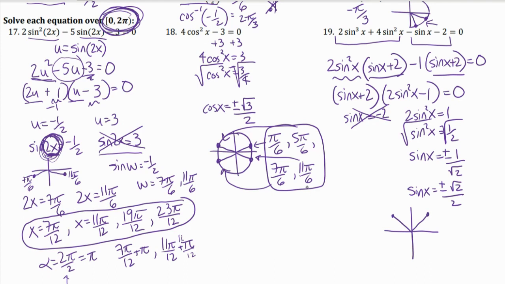So I have positive root 2 over 2 here at pi over 4 and 3 pi over 4. And then I have a sine value of negative root 2 over 2 here at... nope, that's not where 7 pi over 4 is. That's 5 pi over 4. And then here at 7 pi over 4. Okay, so those 4 would be my answers for where sine is equal to plus or minus root 2 over 2. So a lot of algebra here, and then you also need to know your unit circle really well.